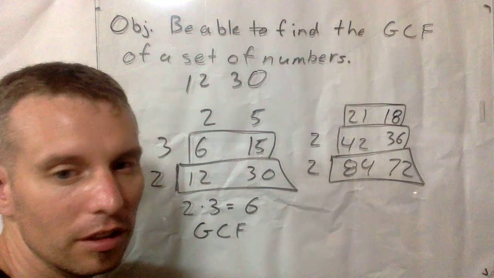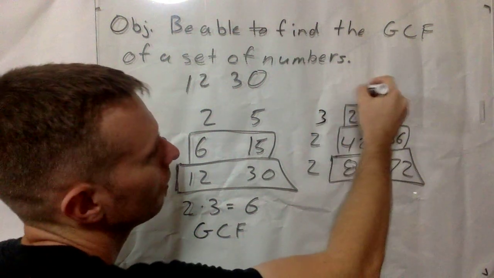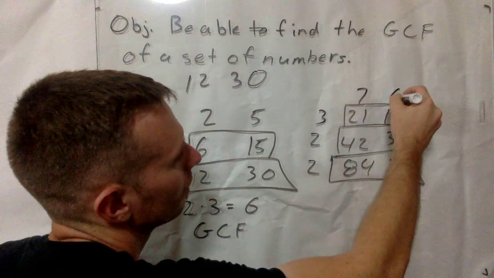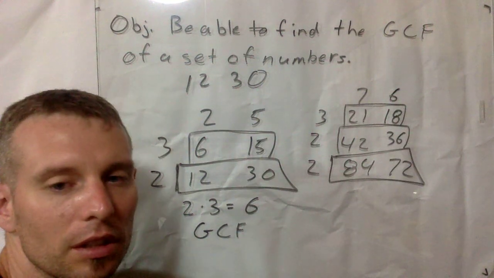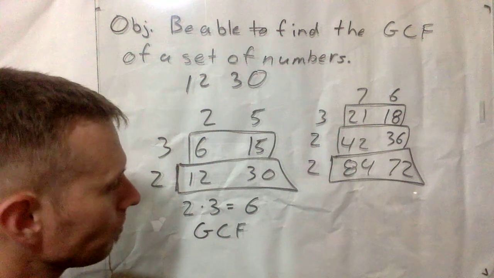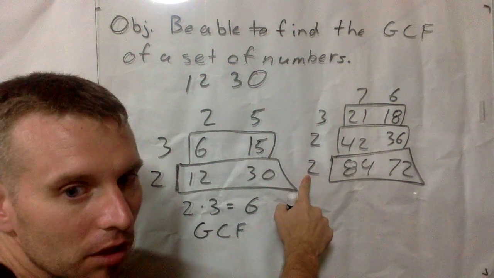And what can I factor out of both of those? Well, I can factor out a 3. That gives me 7 and 6. And I don't think I can factor anything out of 7 and 6. So I had 2 come out of both of these numbers.